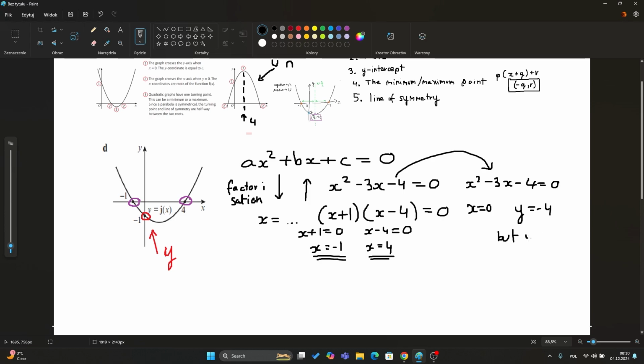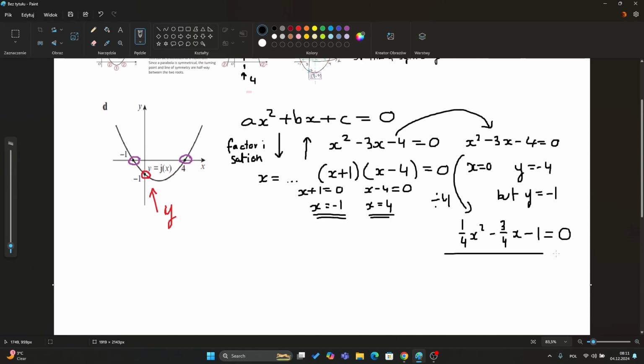But the y-intercept given is -1. So what we have to do is divide the whole equation by 4 to give us a quarter of x squared minus 3/4 of x minus 1. And that is our answer.